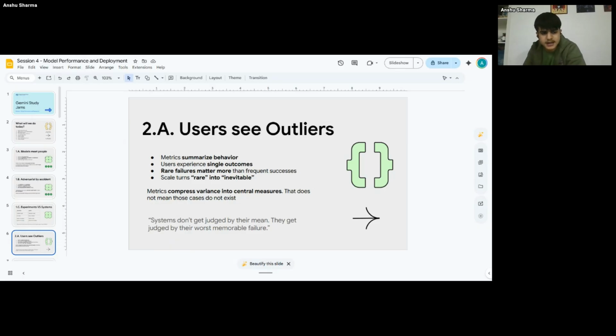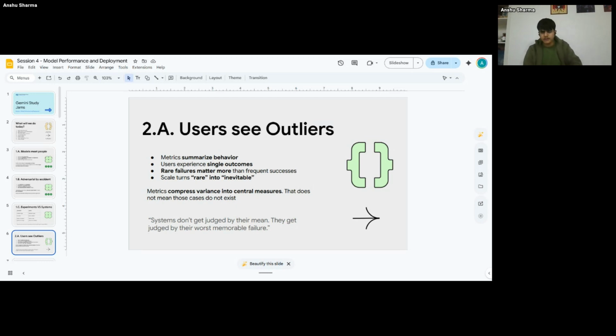So the point here is that metrics are a summary of our behavior. So if there are 2 points that are in opposite corners of a line, the metric of mean will give me the middle point, which means that on average the behavior will be in the middle somewhere, right? But that does not mean that when you're dealing with actual users, that the corner behaviors are impossible. Because if we are dealing with a million data points, that means maybe 10 or 20 of them will lie at the corners, which will be behavior that is not desirable by us, right? So users experience single outcomes rather than those summaries that we create using metrics.